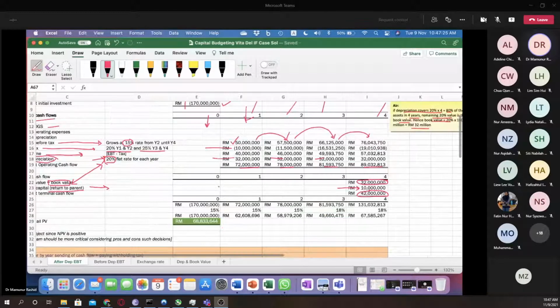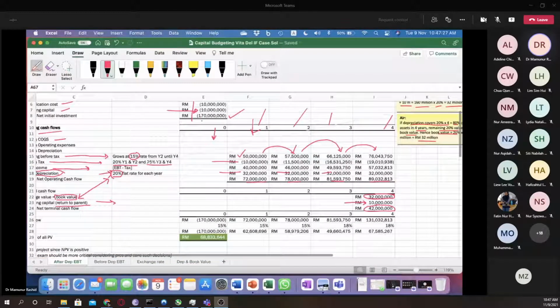Now you can add all, or bring down, this 170 million here. You have 72 million. You have 78 million. You have 81.593. And then you have 89.032 million here. And you have a 42 million payment here. Add these two together, you get 131.032813 million as your terminal year cash flow.